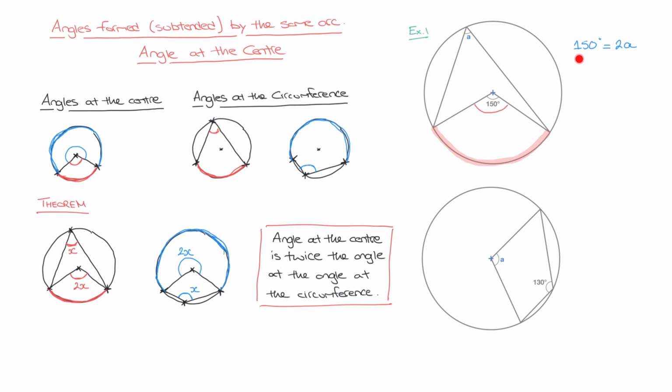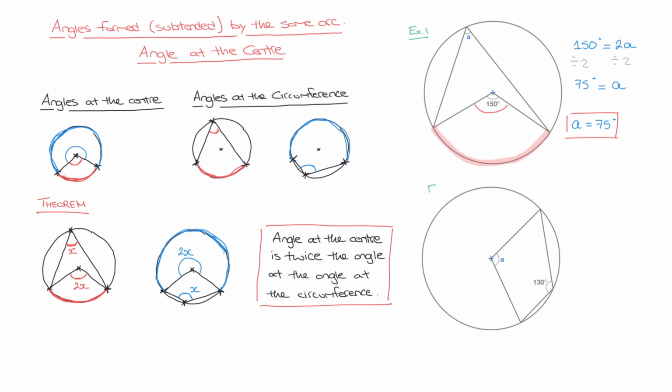All we have to do now is solve this equation for A. And to do that, I just need to get rid of this 2 that's multiplying A. And for that, I divide both sides of this equation by 2. And so on the left-hand side, we have 150 divided by 2, which is 75, and that's 75 degrees. And that's equal to 2A divided by 2, which is just A. And so we can write A equals 75 degrees. Done. Okay, let's look at the second example.